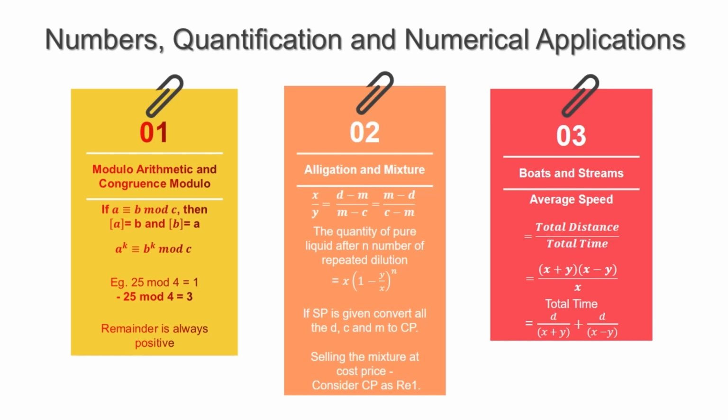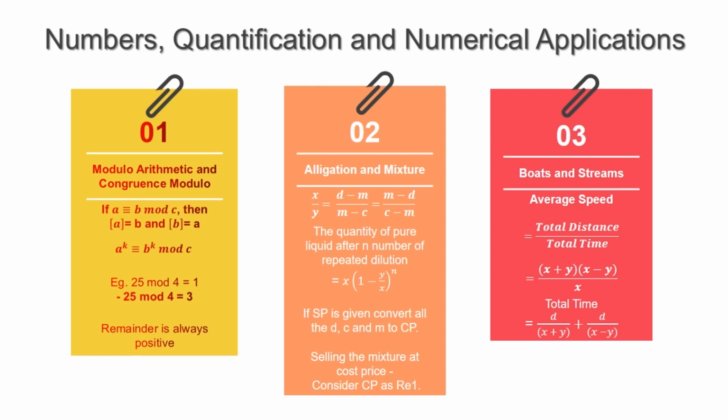Boats and streams. Average speed formula is total distance by total time. After deriving, you will get speed of the boat in downstream into speed of the boat in upstream divided by speed of the boat in still water. Use this formula to get the solution quickly.